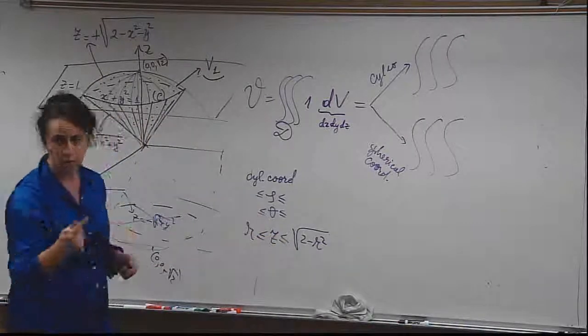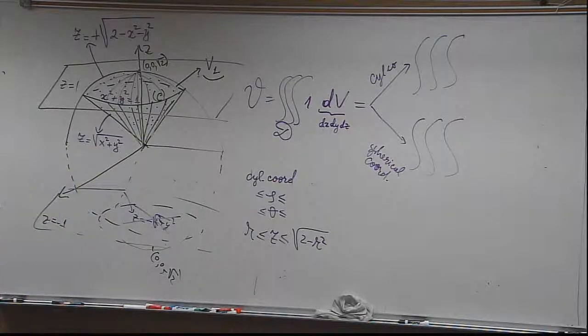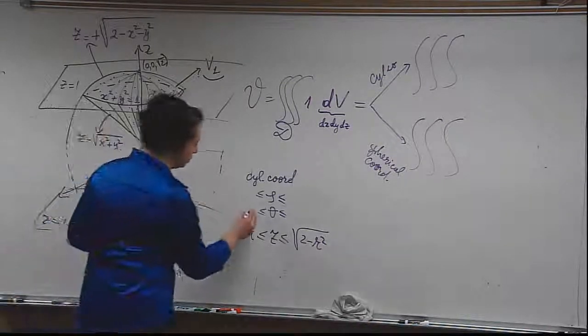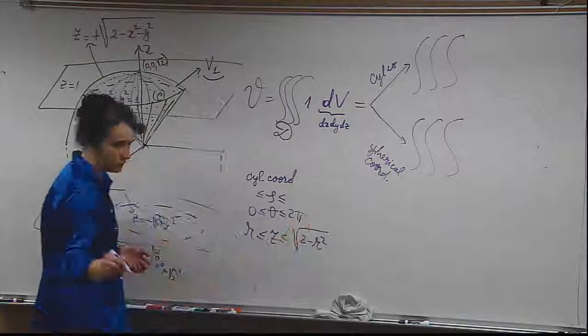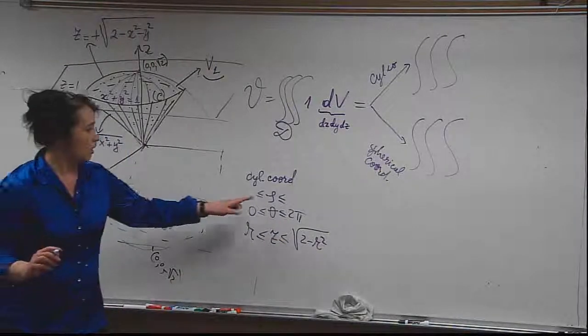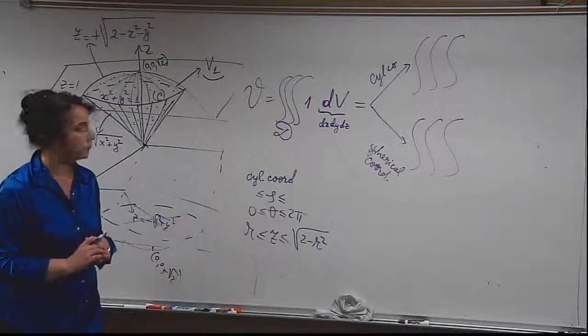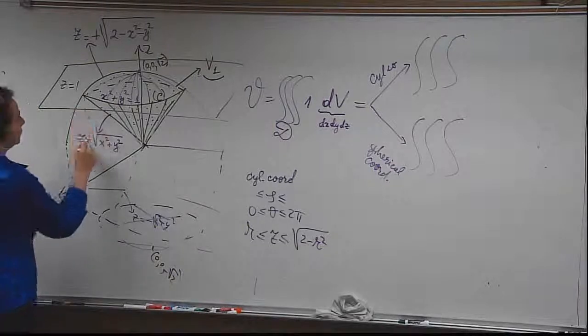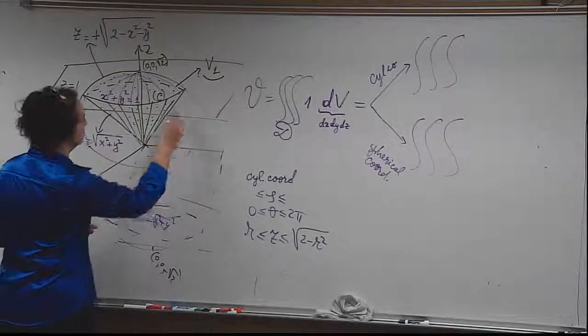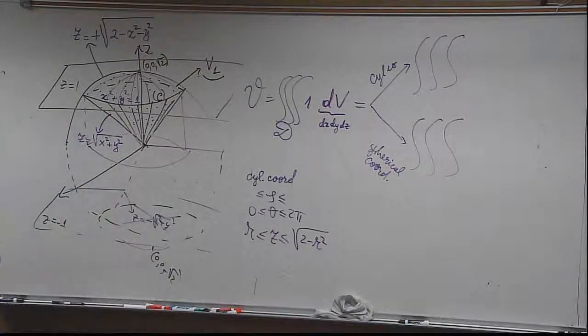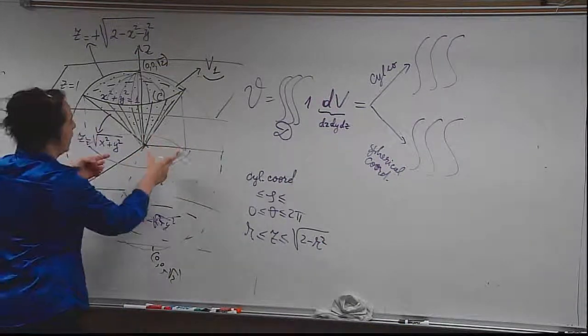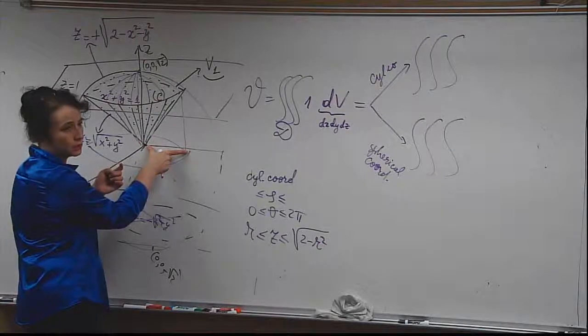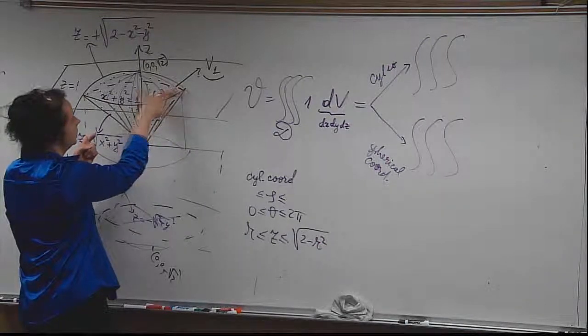Theta: your cone is not just a sliced cone, it's the whole cone. So you have 0 to 2 pi, one complete revolution. How about rho? Rho is limited. Rho is what lies in the plane in terms of radius. 0 to 1. How much is from here to here? 1. How much is from here to here? 2.